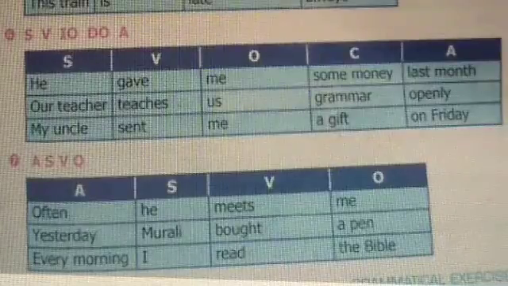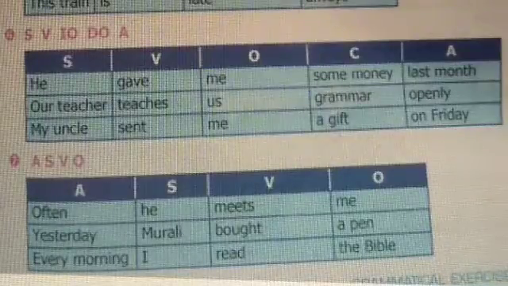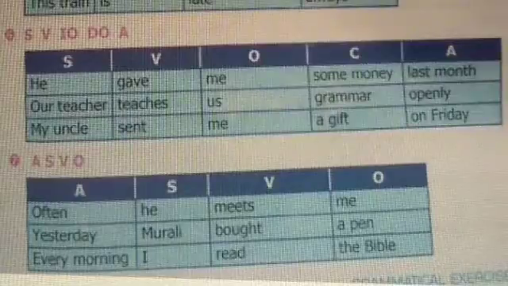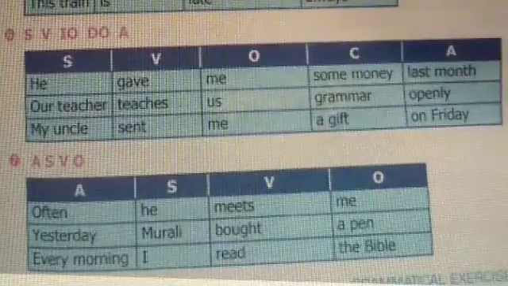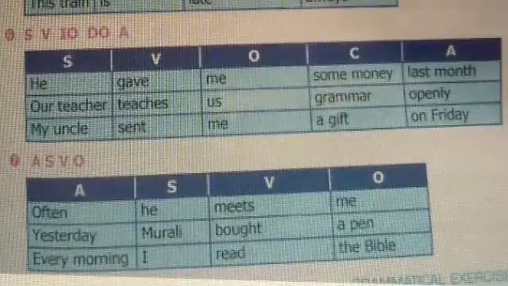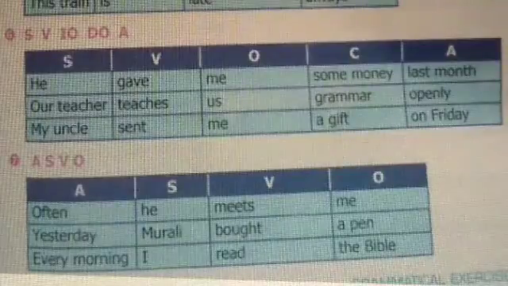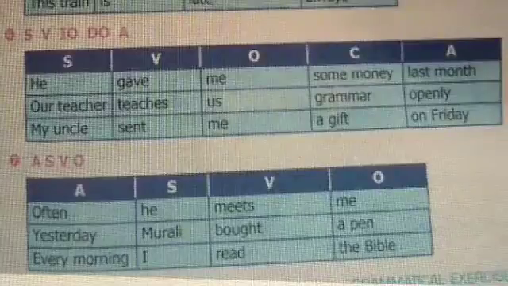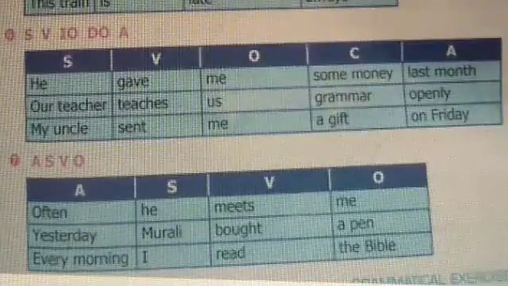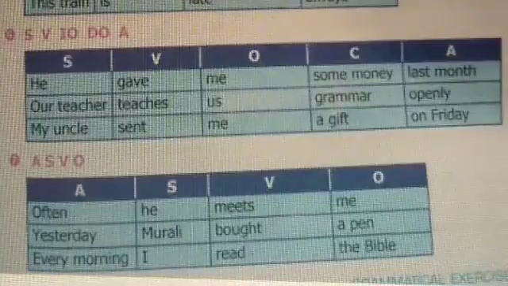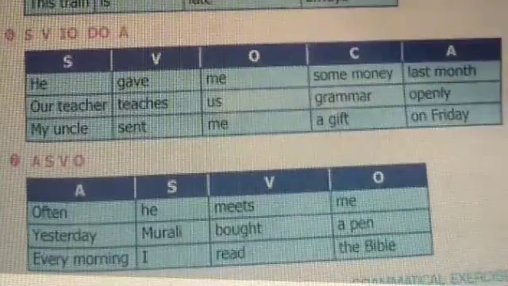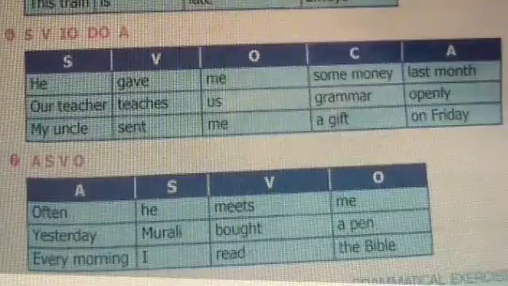Our teacher teaches us grammar openly. So our teacher subject, teaches verb, us indirect object, grammar direct object, openly is adjunct. My uncle sent me a gift, okay, on Friday. My uncle subject, sent verb, me indirect object, and a gift is direct object. When? On Friday, that is adjunct.